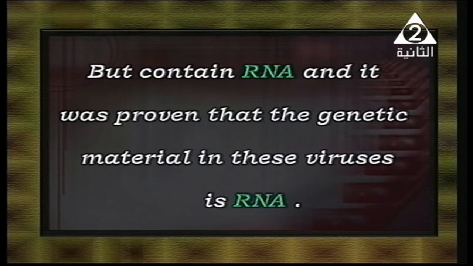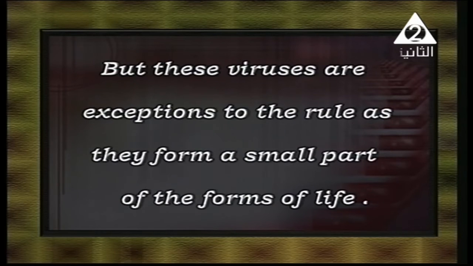So, because we have different types of viruses, some viruses are composed mainly of DNA, coated or uncoated, the naked viruses, and on the other side we have some viruses whose genetic material is just RNA, or ribonucleic acid, maybe coated or maybe not. So these viruses are exceptions. They don't represent the entire structure of living organisms. So these viruses are an exception to this rule. They form a small part of the forms of life.